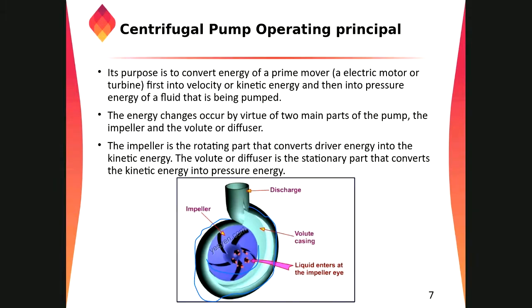The volute or diffuser is the stationary part that converts kinetic energy into pressure energy. We studied this in Bernoulli's theorem, right? As the area increases in the piping, the velocity goes down and the pressure goes up. Remember the point? I think I discussed it a lot in the hydraulics. The velocity goes down and the pressure goes high. The same concept applies here. At the inlet the area is less, and as the area increases, the kinetic energy is converted to pressure energy.